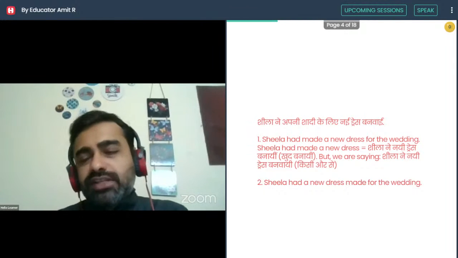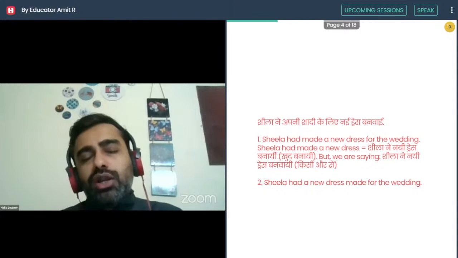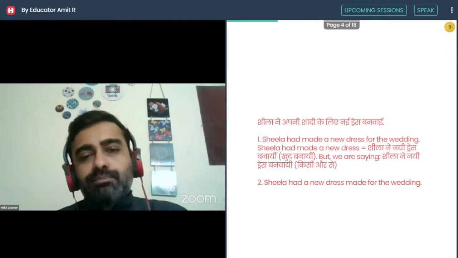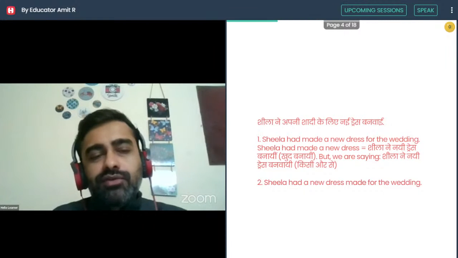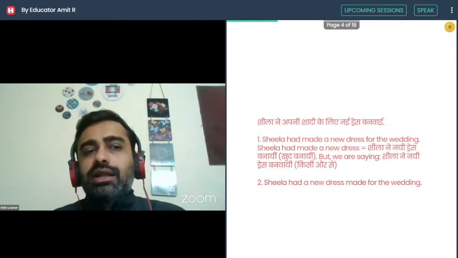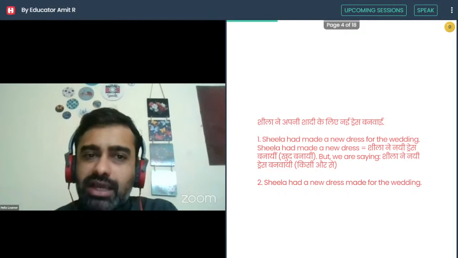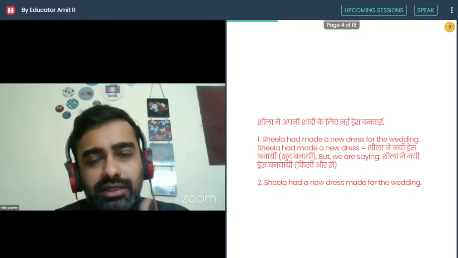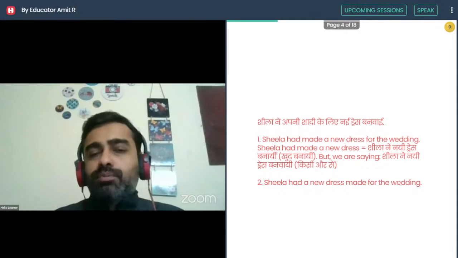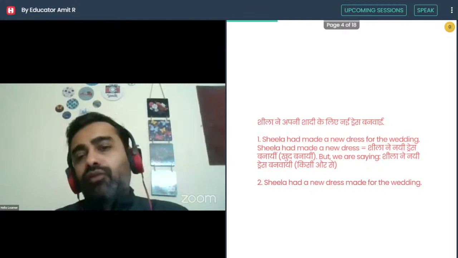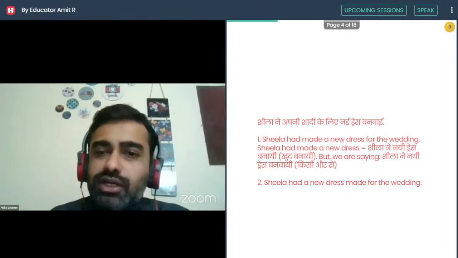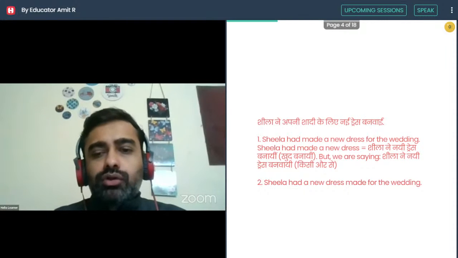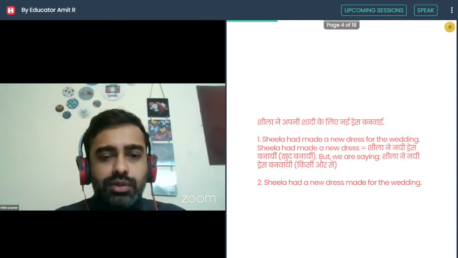So the difference basically is, in one you are making the dress, and the second sentence talks about you getting the dress made for the wedding. That's the basic difference. So the sentence in Hindi is Sheila ne apni shadi ke liye nayi dress banwai. That cannot be translated as she made the dress. It has to be she got the dress to be made. So it means she had a new dress made for the wedding. She did not make it herself. She got it done from someone else. Understood? Clear this part? Anyone has a question?